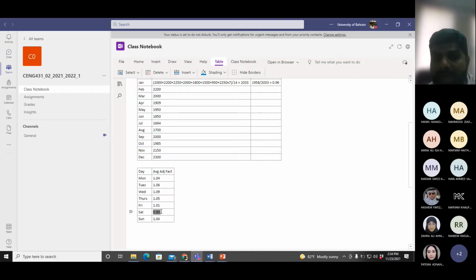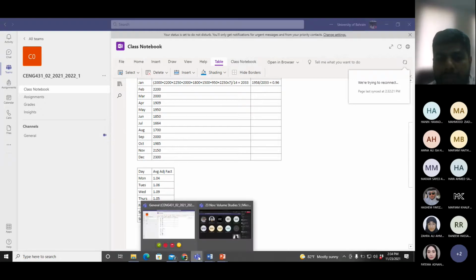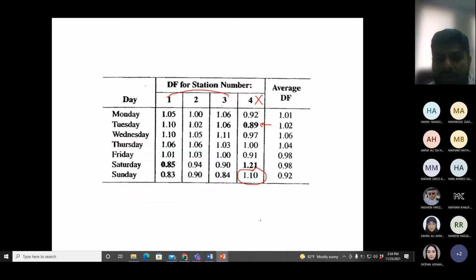To take the difference, 0.9 minus 0.85 will give you 0.05. So this problem is sorted out now. Even for station 1, I don't have any problem on Saturday. On Sunday, again, the problem was caused by the value of station 4. I've already taken out station 4, so the remaining stations don't have any problem.